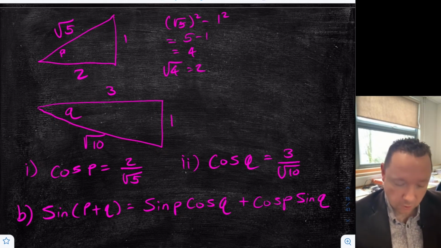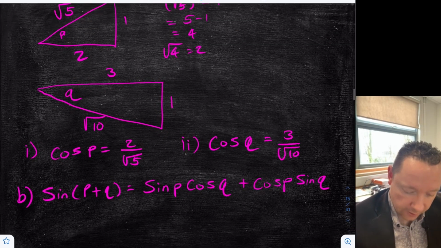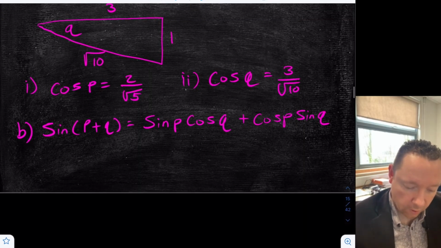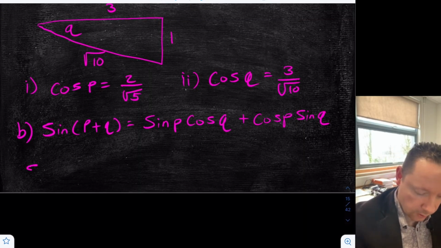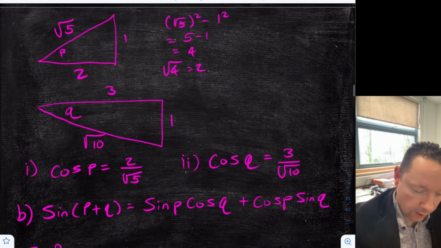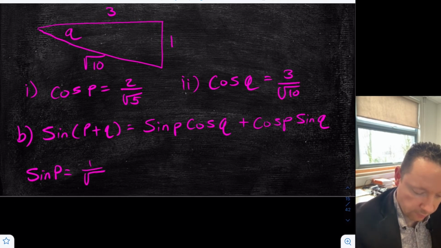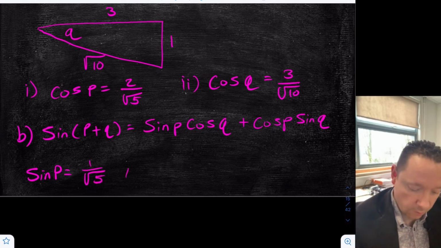And then we just substitute our values in. So we've now got a sine P and a sine Q. So we need to work out our sine P and sine Q. So let me just do that underneath. Our sine P is equal to opposite over hypotenuse. So 1 over root 5. Sine Q is equal to 1 over root 10.